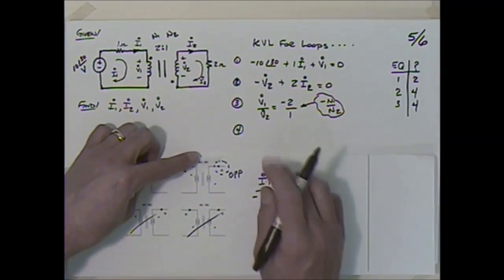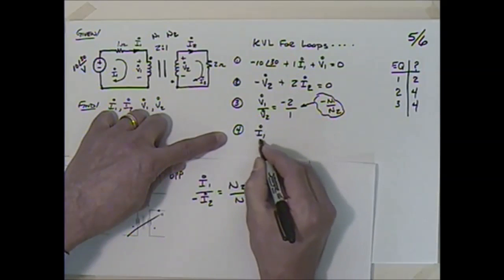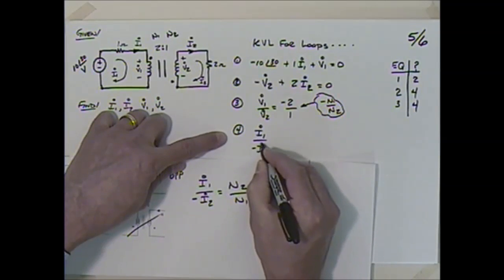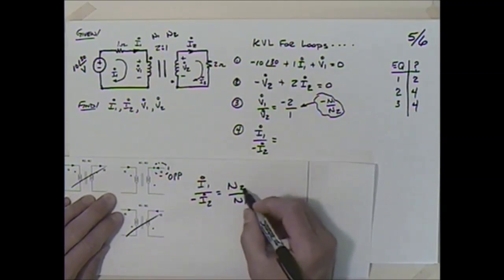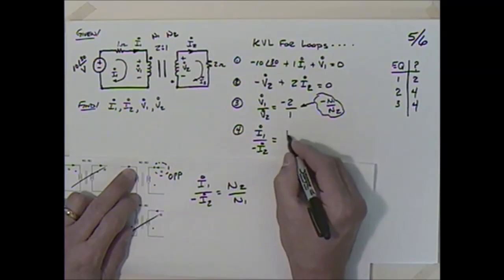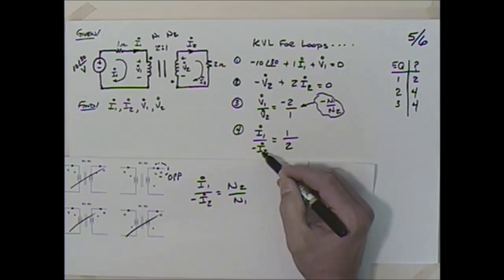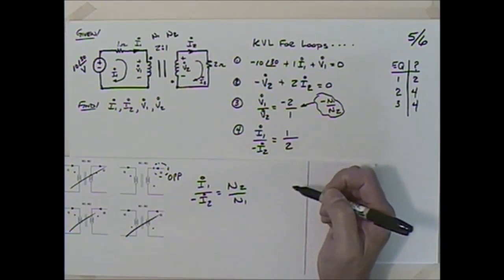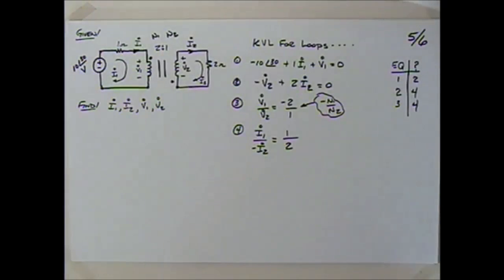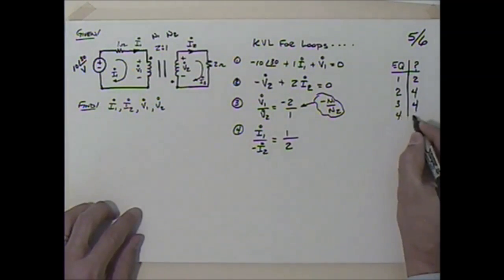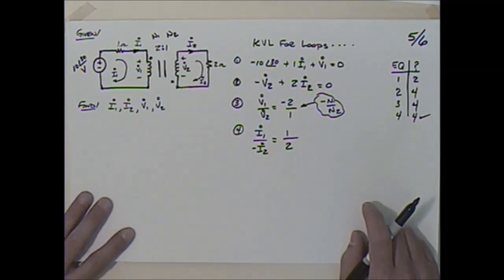So let me put that up here, properly document that with my equations. I've got then I1 divided by a minus I2, because we agreed we had to put that negative sign in there, is equal to my turns ratio, N2 divided by N1, which is equal to 1/2. So I've got I1 over minus I2 is equal to 1/2. Well, how am I doing on my equations and unknowns? I've got now 4 equations and I have 4 unknowns. We should be able to solve this thing.